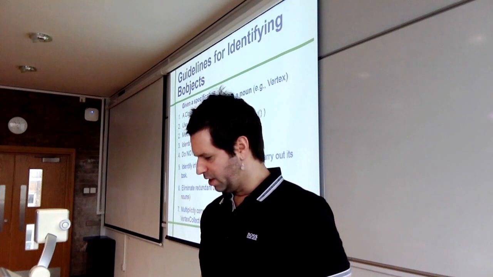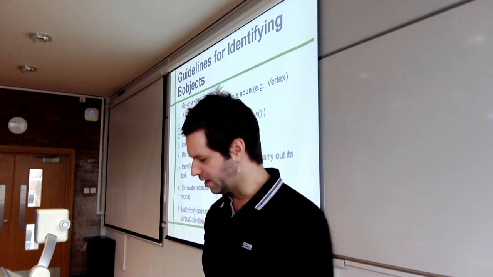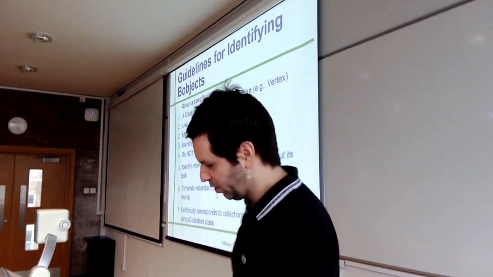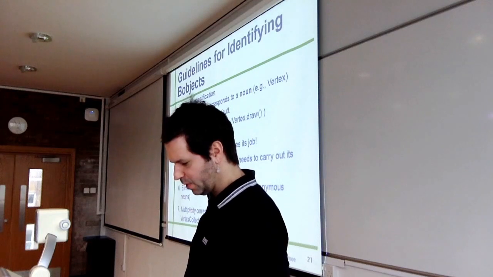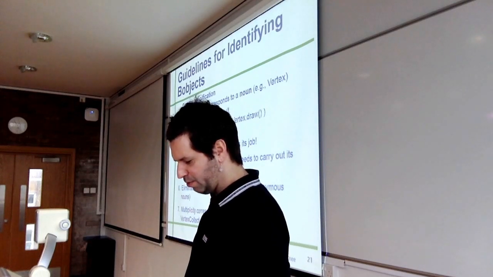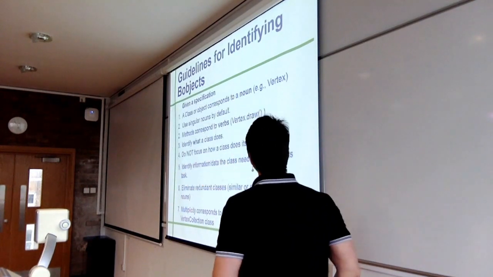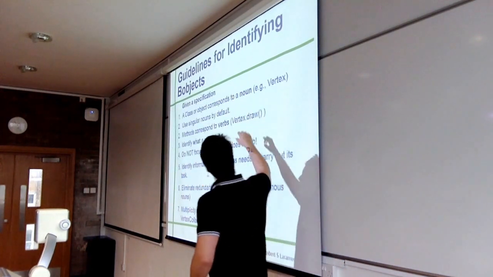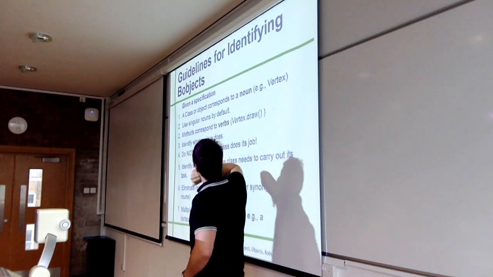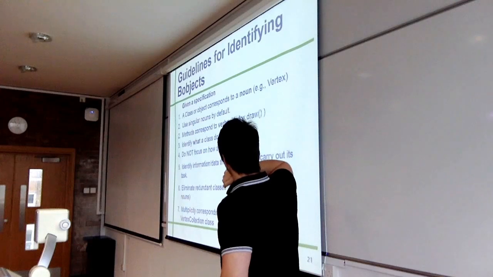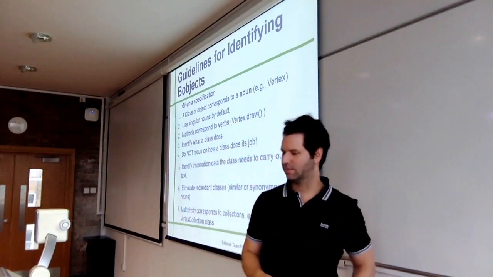Identify information, data that the class needs to carry out its task, and eliminate redundant classes, similar or synonymous nouns. And the final rule is multiplicity corresponds to collections. Remember I used this example of vertex and vertices. You wouldn't use vertices as a class name. You would use something like vertex collection, the vertex collection class.